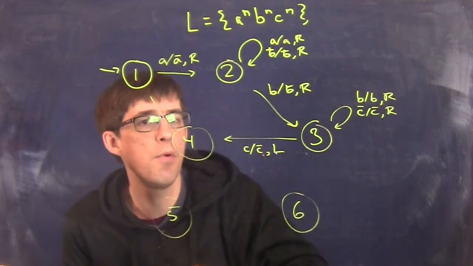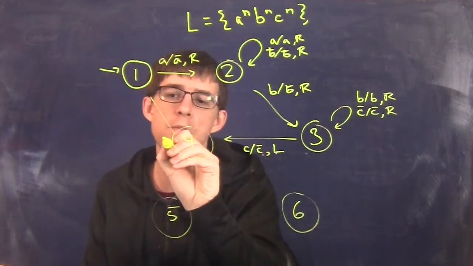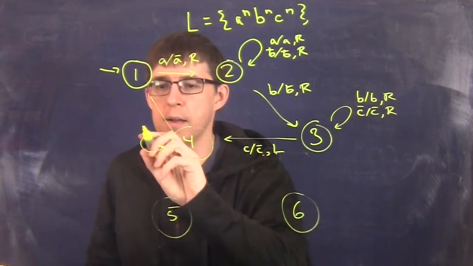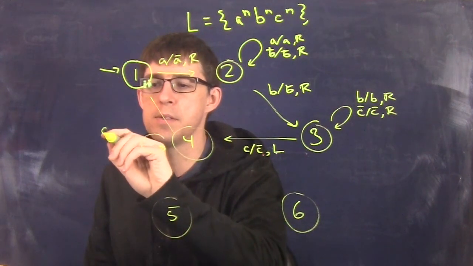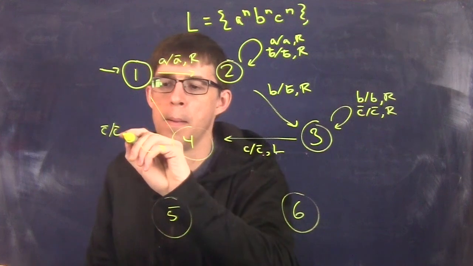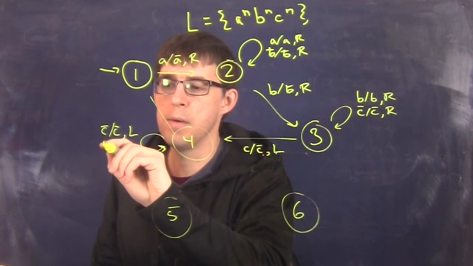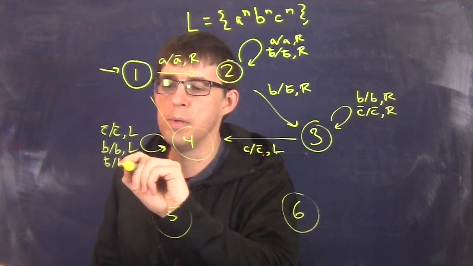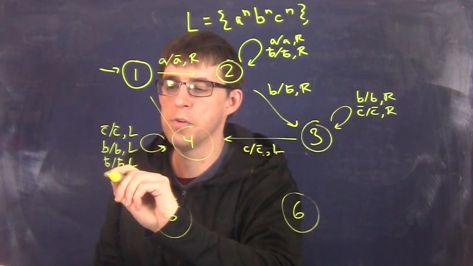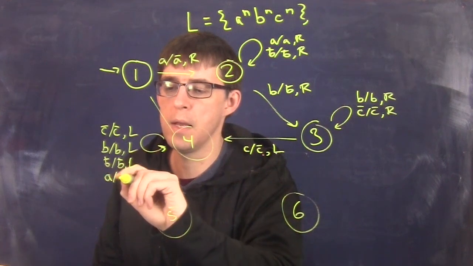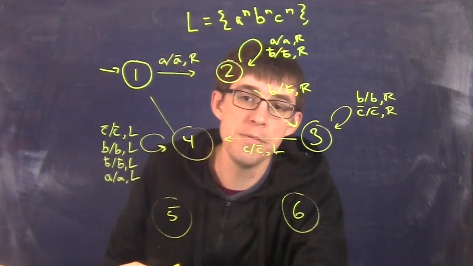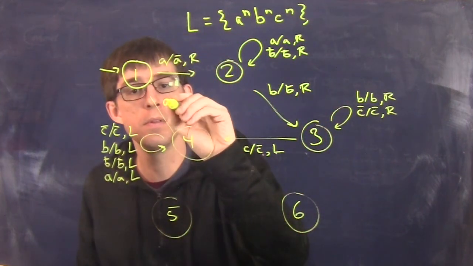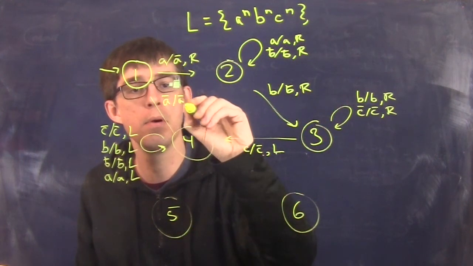So this step 4 is moving to the left over and over again. And it has to go through a whole lot of stuff. It has to go through any C bar to the left. Also through any B's or B bars. So B, B, L; B bar, L. Also through any A's, L. And if you see an A bar, then you should move to the right and go back to state 1. So this should be A bar, R.